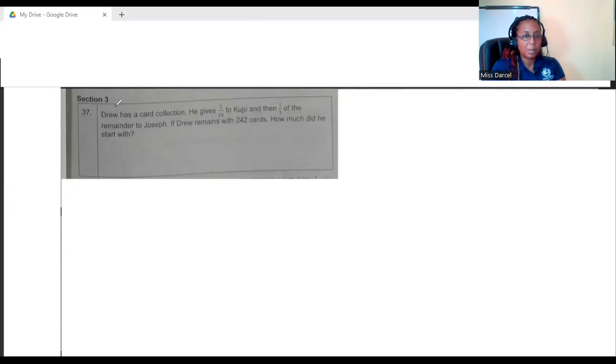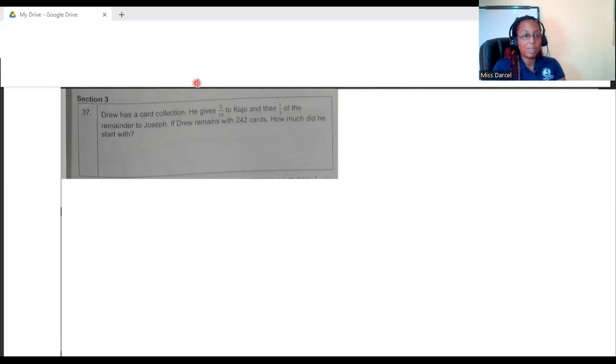Drew has a card collection. He gives 5/16 to Cujo and then 1/3 of the remainder to Joseph. If Drew remains with 242 cards, how much did he start with?